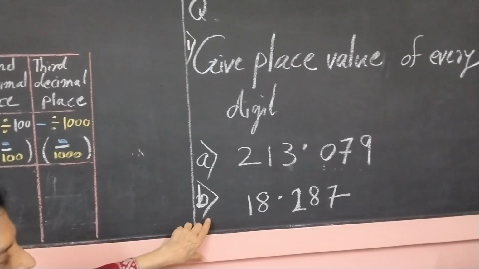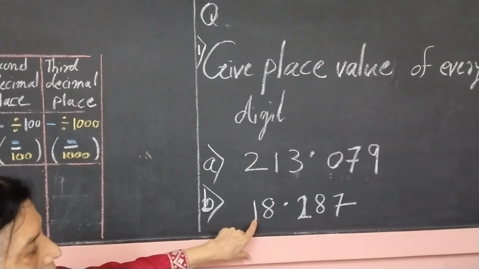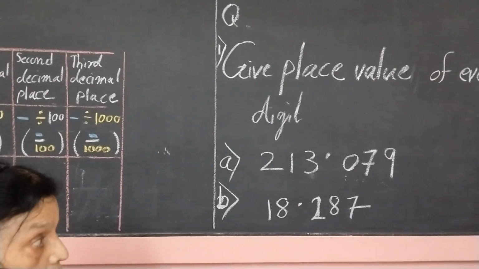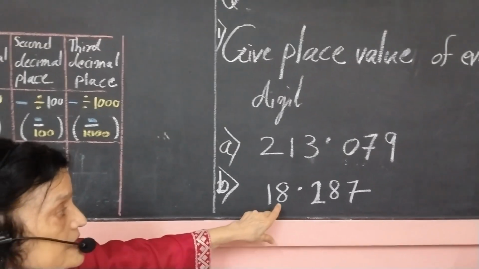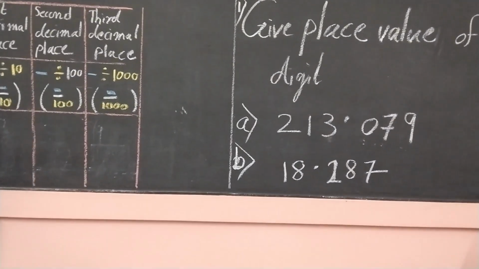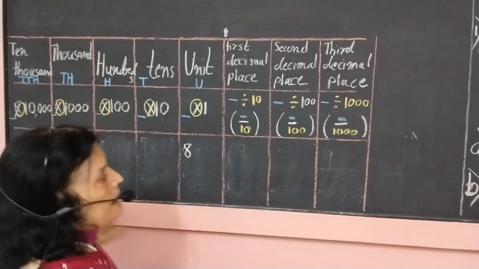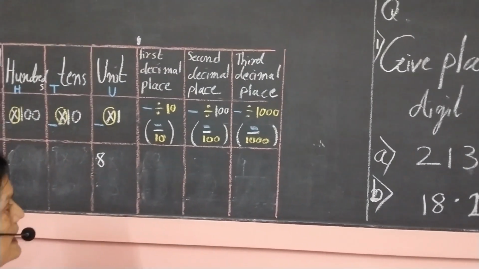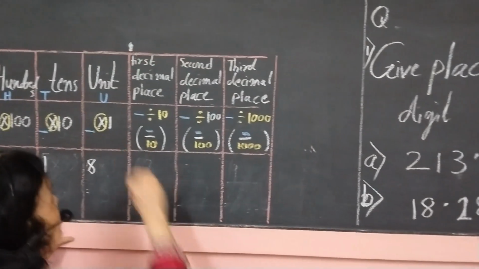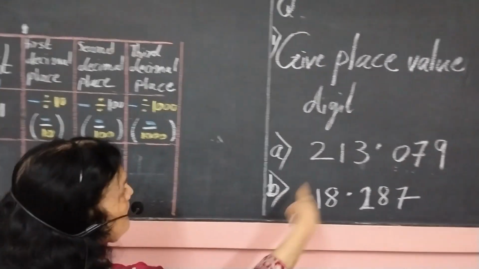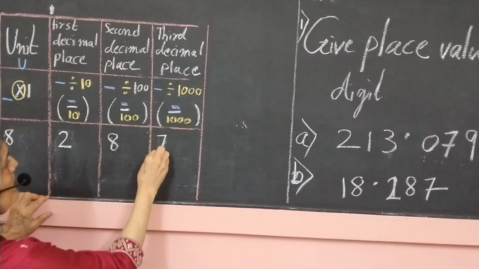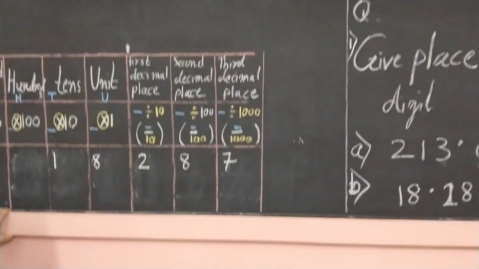Second question is give the place value of every digit. 18.287. Catch hold of the units place first. On the units place there is this 8. So enter 8 under unit. Then on its left hand side we have to write 1 here under tens. Here is the decimal point. So after the decimal point, 2, 8 and 7 have to be written like this.